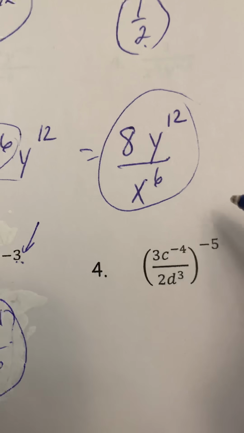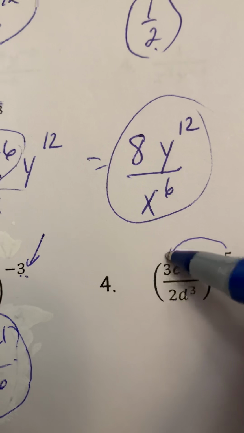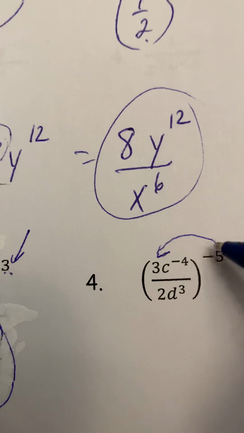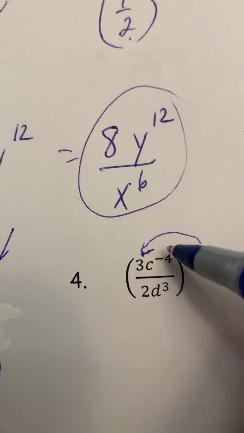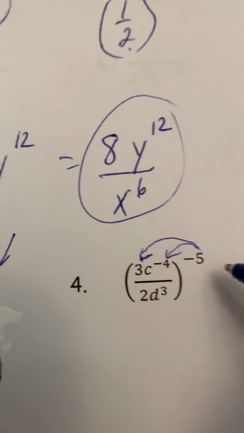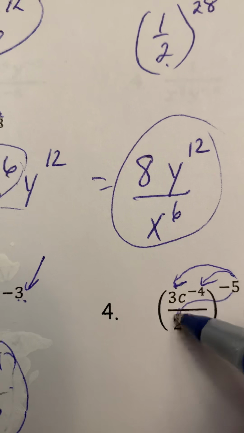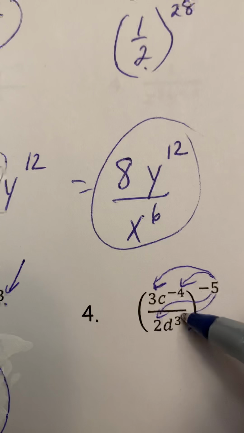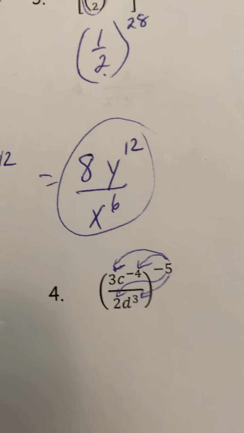Okay, so this one's a little bit tougher. We know that this negative 5 has to go to that numerical coefficient because that really has that invisible exponent of 1. We have to remember that from grade 9. It's going to go to the c to the exponent negative 4. It's going to go to 2 to the exponent 1. And then it's going to go to the d to the exponent 3.